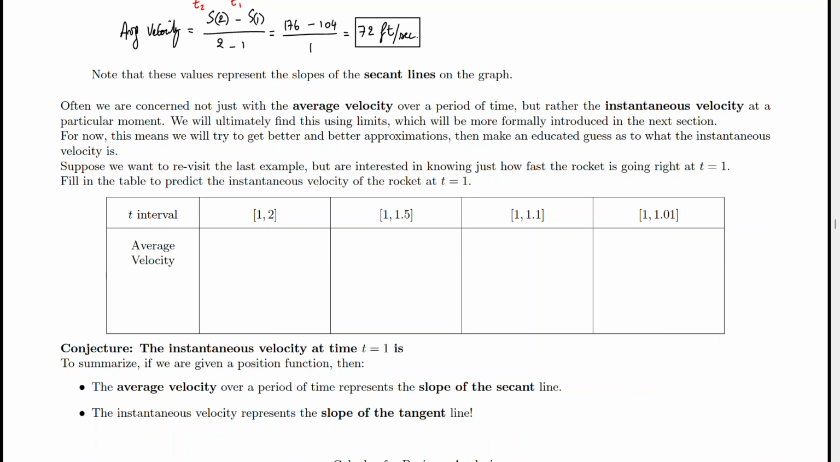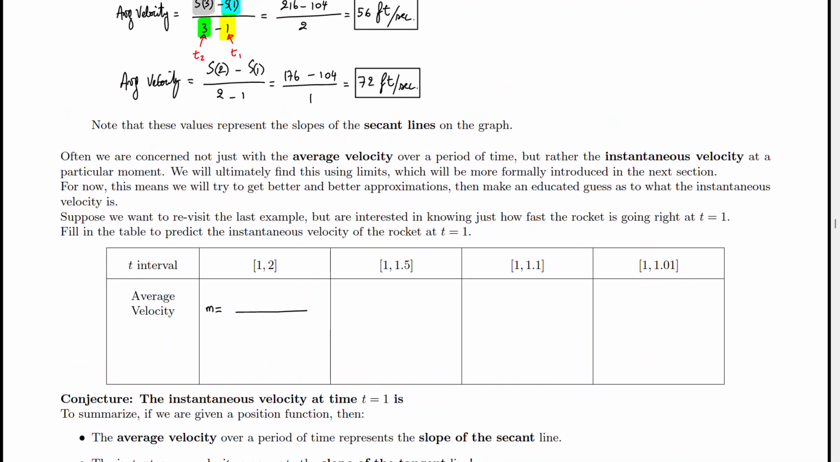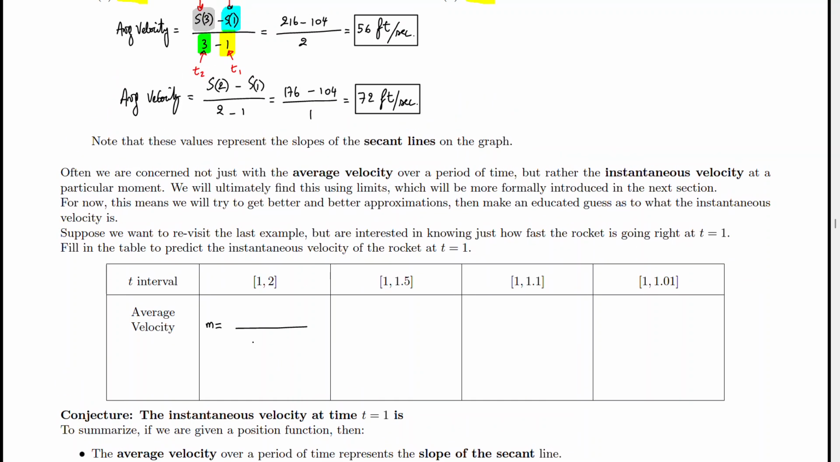So I'll just do the first couple so you can see what we're going to be doing. I'm going to be looking for the average speed or average velocity. This time I'm just going to call it m because I can't fit all the words and all the numbers and everything in here. For the first one, I'm choosing time 2 minus time 1. So I need s of 2 minus s of 1 in the numerator. As you can see, that's the one we just did. So instead of doing this, I'm just going to write the numbers, 176 minus 104 divided by 2 minus 1, and we determined earlier that the speed there was 72 feet per second.